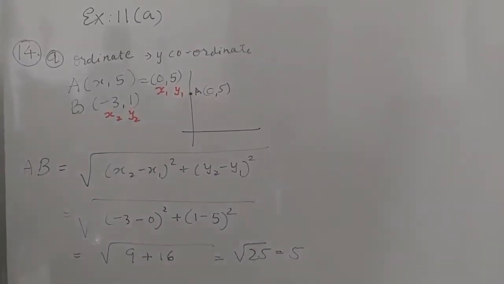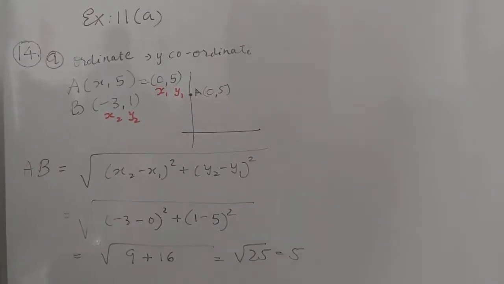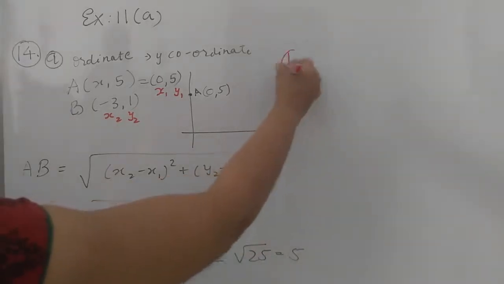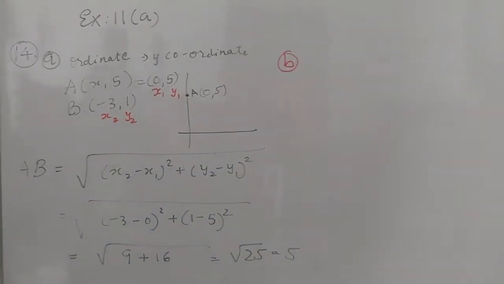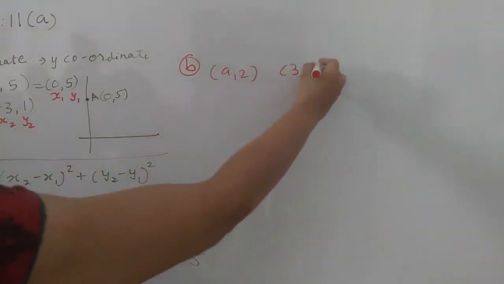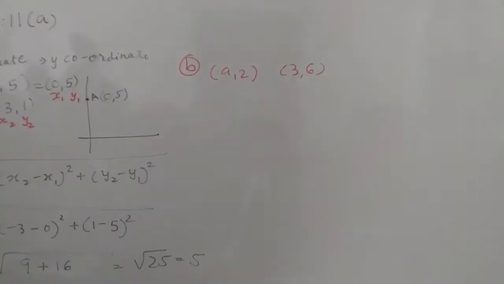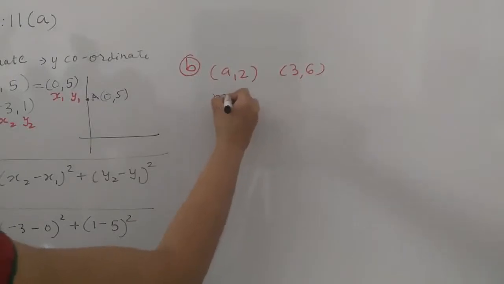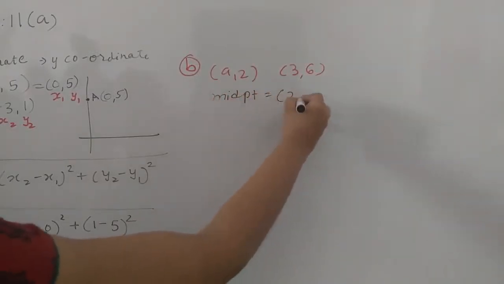In question number B, we have to find the midpoint of the line joining A2 and 3 6 is 2B. Okay, so the midpoint is already given to us. So I am writing here. You can see now, in question number B, the line is joining A2 and 3 6. These are the end points of the line, and this is 2B, the midpoint. Midpoint is given as 2B.